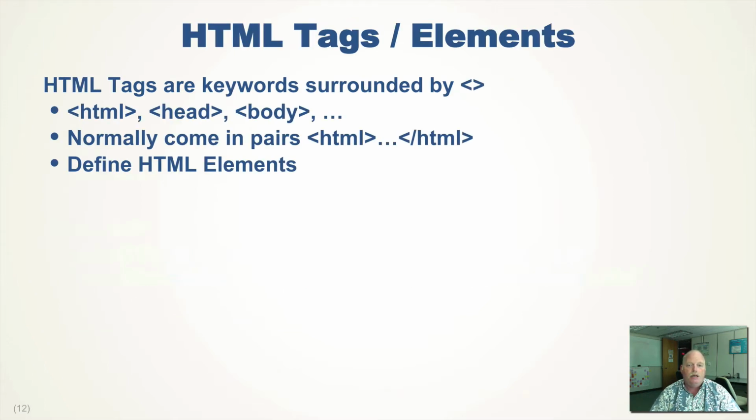What are HTML tags and elements? Basically, they are keywords surrounded by brackets, like html, head and body, and they normally come in pairs. They don't all have to come in pairs, and they define the HTML elements. So like the HTML tag, everything between the open HTML tag and the end HTML tag is an element that has sub-elements in it.